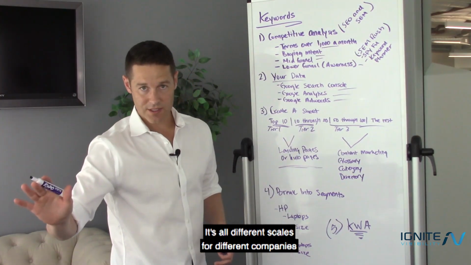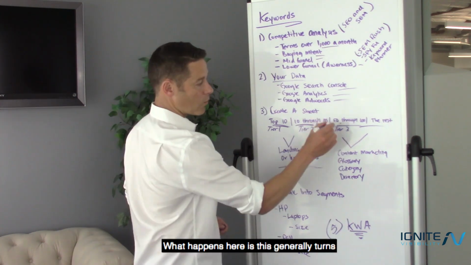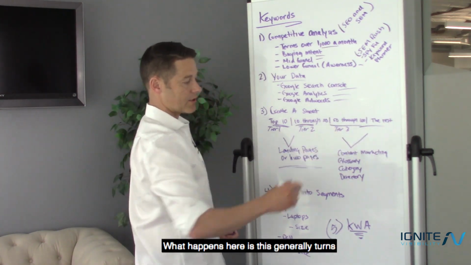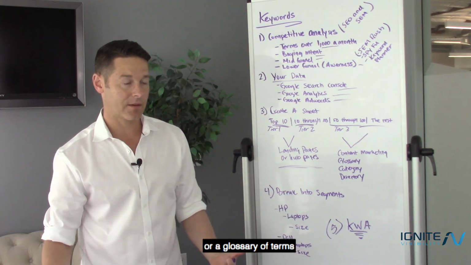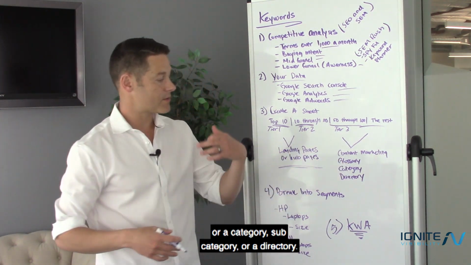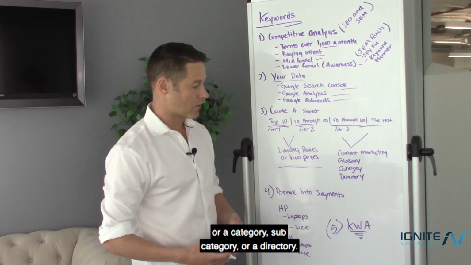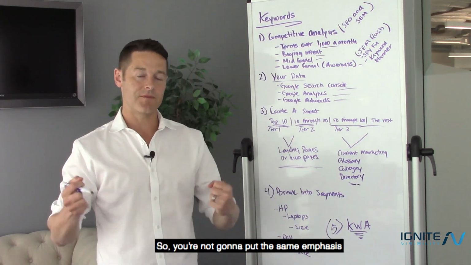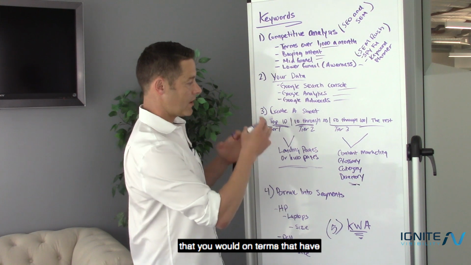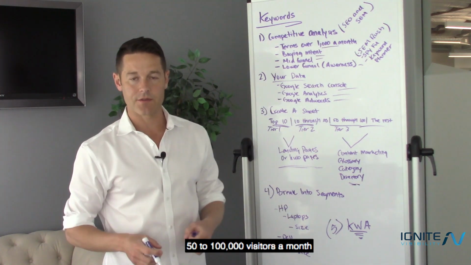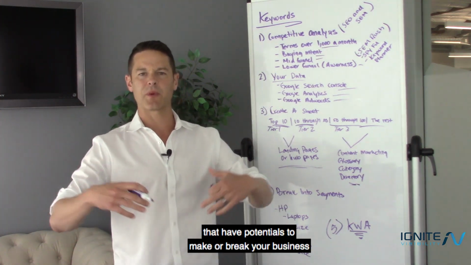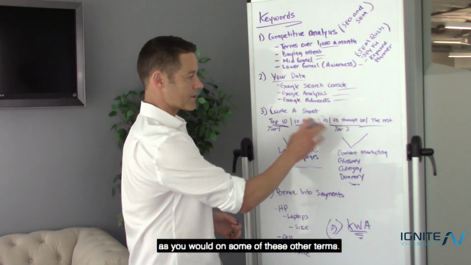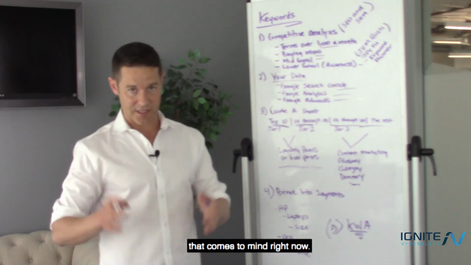It's all different scales for different companies is what I'm trying to say. What happens here is this generally turns into something like content marketing or a glossary of terms or a category, subcategory, or a directory, right? So you're not gonna put the same emphasis that you would on terms that have 50 to 100,000 visitors a month that have potentials to make or break your business as you would on some of these other terms. I'll give you just a quick example that comes to mind right now.